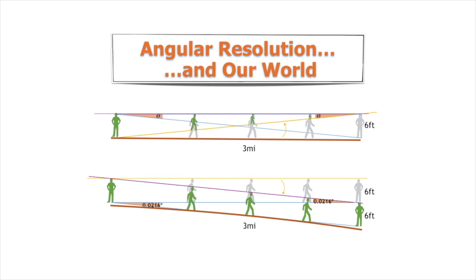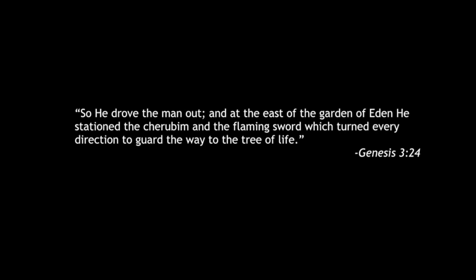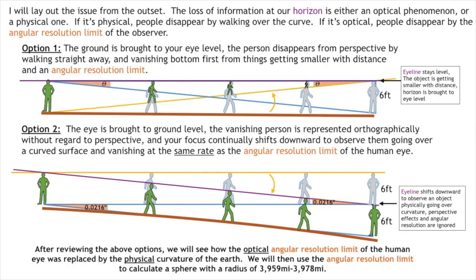Alright, this is part 2 of the series, Angular Resolution in our world. These are our two options. Again, the horizon is either optical or physical. We're either bringing the ground to eye level, or the eye is being brought to ground level. In the end, we will see how we can use the angular resolution limit to calculate a sphere with a radius of 3,959 to 3,978 miles.